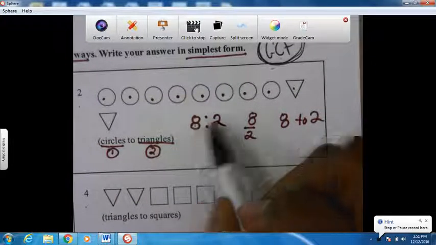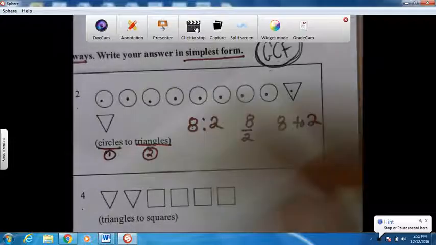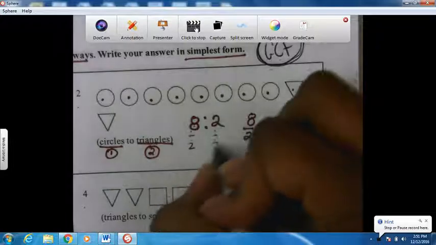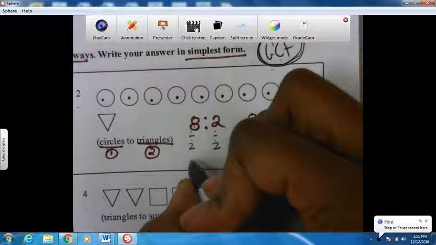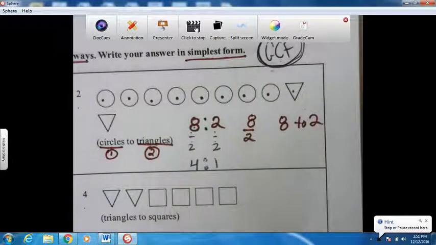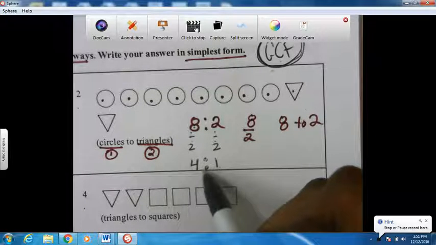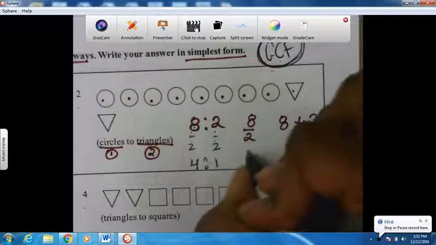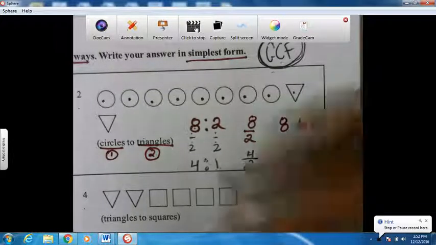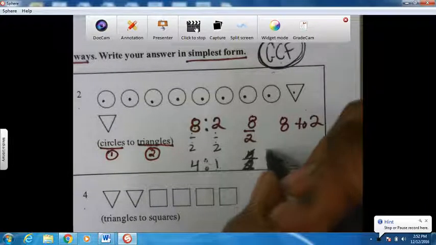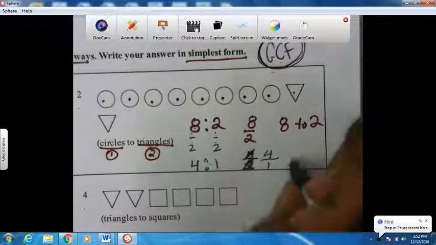8 and 2 are even numbers, so I already know that I can divide by 2, so I'll start there. So I'm going to divide this by 2 and this by 2. 8 divided by 2 is 4. 2 divided by 2 is 1. Now, I can't think of a number that's larger than 1 that will go evenly into 4 and 1 without anything left over, so I know that this is in simplest form. That should be a 1. Hopefully you're using a pencil. 4 to 1.